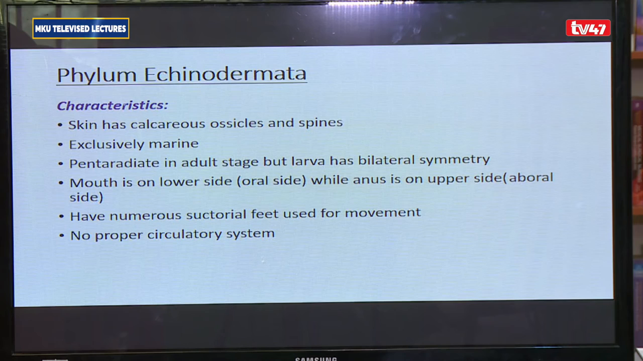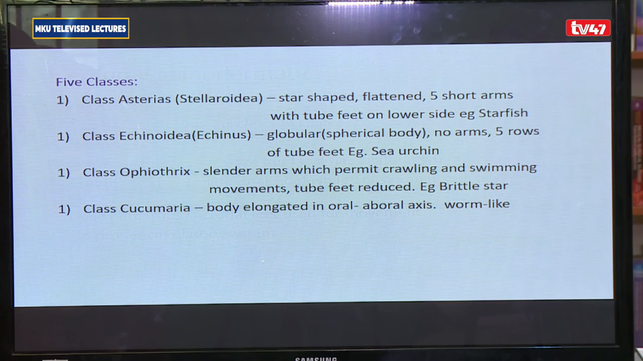For this particular phylum, we have five classes: the class Asterias, also called Celarodia; the class Echinus, also referred to as Echinodia; the class Ophiothrix; and the class Cucumaria. Now, basically, it should have four classes, not five. Now, the difference between the classes that we have.